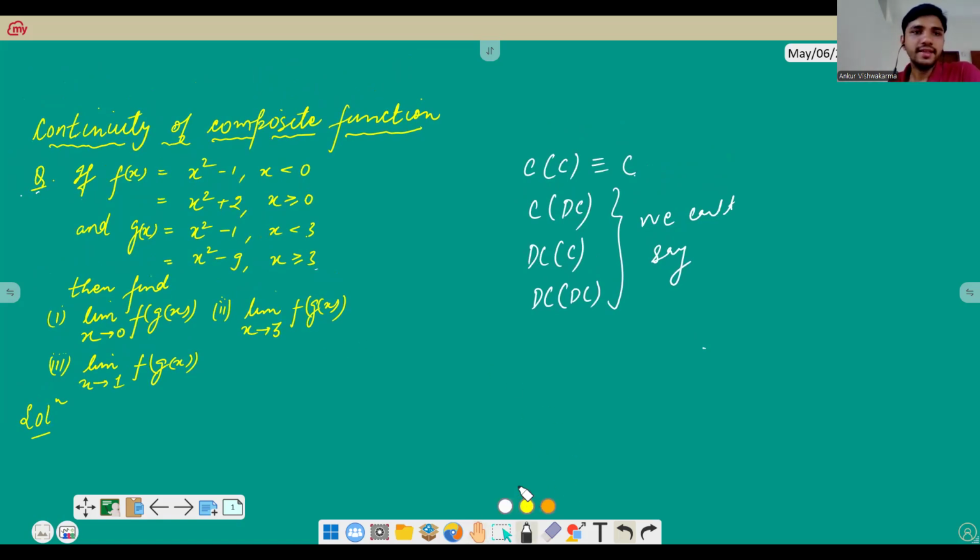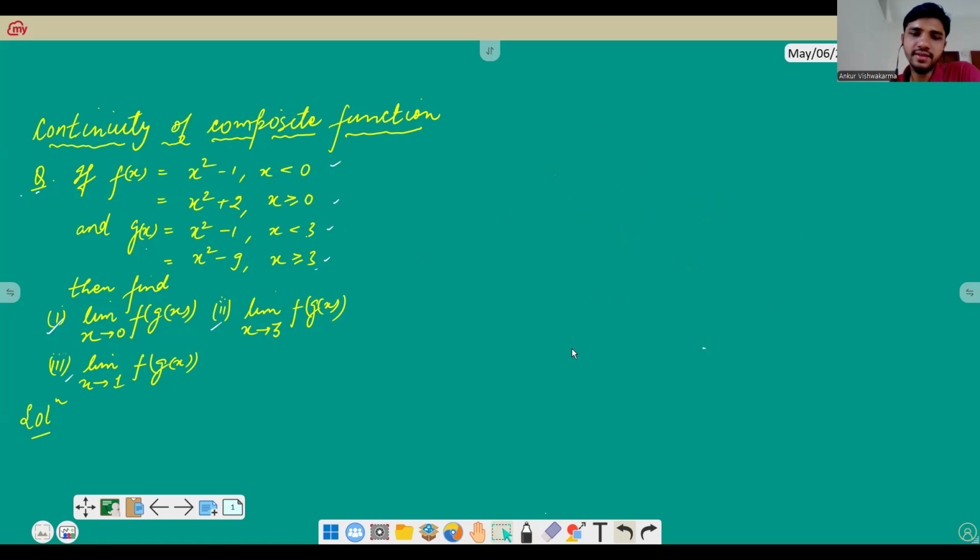So before starting the continuity of composite functions, let us try to find out some limits of composite functions. So here is a question for you. f(x) is defined like this. Have a look at this. The definition of f(x) breaks at 0. The definition of g(x) breaks at 3. Can you tell whether this f(x) is continuous or not? Or if it is discontinuous, then at which point is it discontinuous?